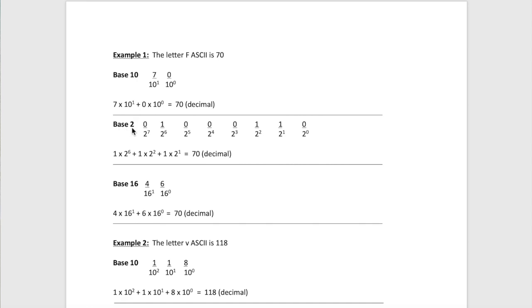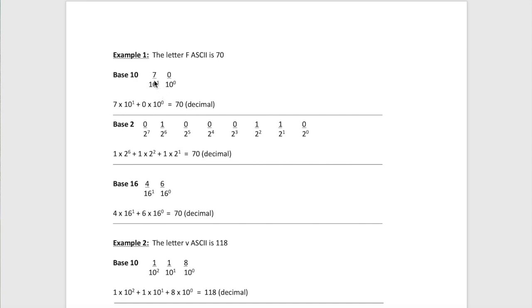Base 2, 2 symbols, 0, 1. Those 2 are bits, if you remember. That's why it's called binary here. And then we have base 16, which is hexadecimal. And that's 16 symbols, 0 through 9, A, B, C, D, E, F. So in converting from one to the other, we're going to use our decimal base 10 as our numbers to go to because we are accustomed to working with these.